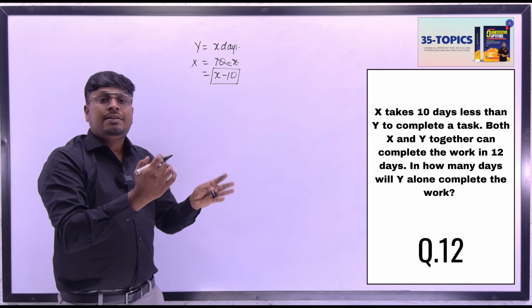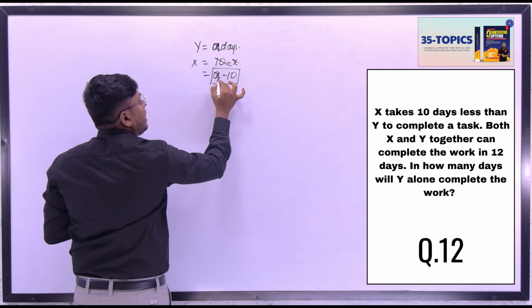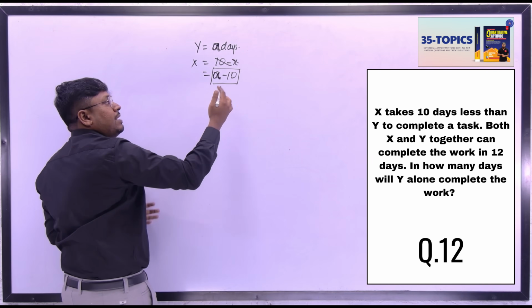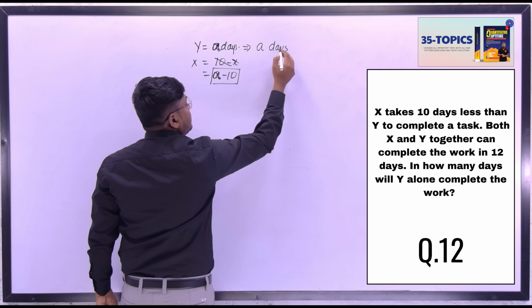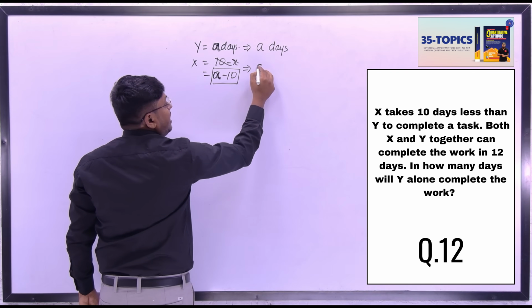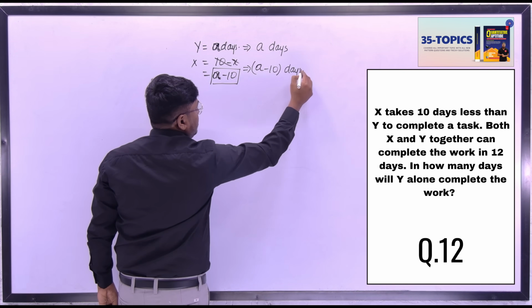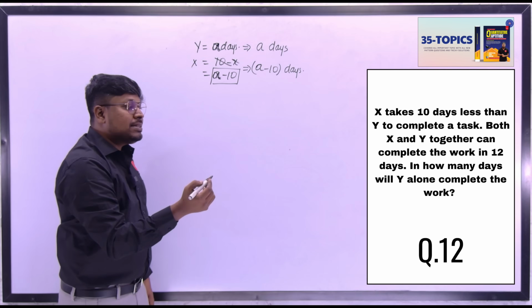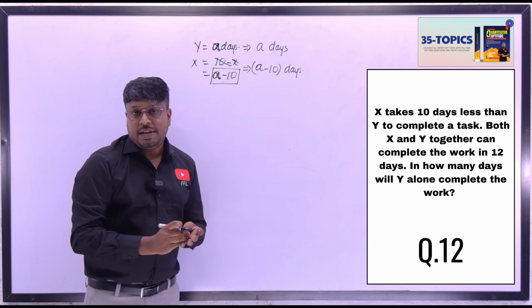If you are getting confused, then take y as a days. Then this will be a minus 10, because x and x, so many students will get confused here. So better we consider that y can complete a piece of work in a days. Now x will be a minus 10, because he is taking 10 days less. So a minus 10 will be x. Now what the question says is, if both the persons complete the work in 12 days, in how many days can y alone complete the work?